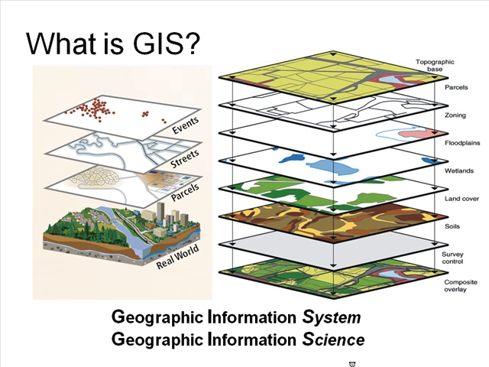What is GIS? Well, it refers to either geographic information systems, which are the computer mapping tools, or geographic information science, which covers the whole discipline.